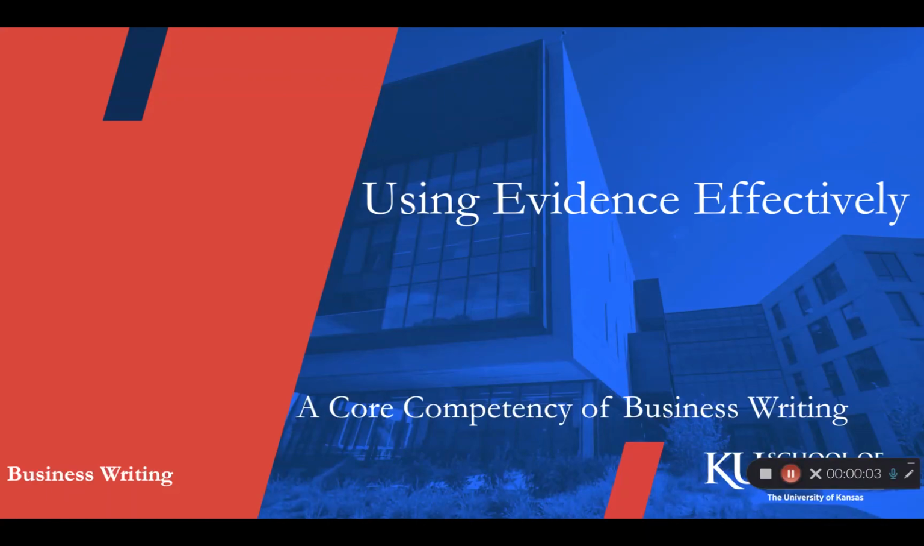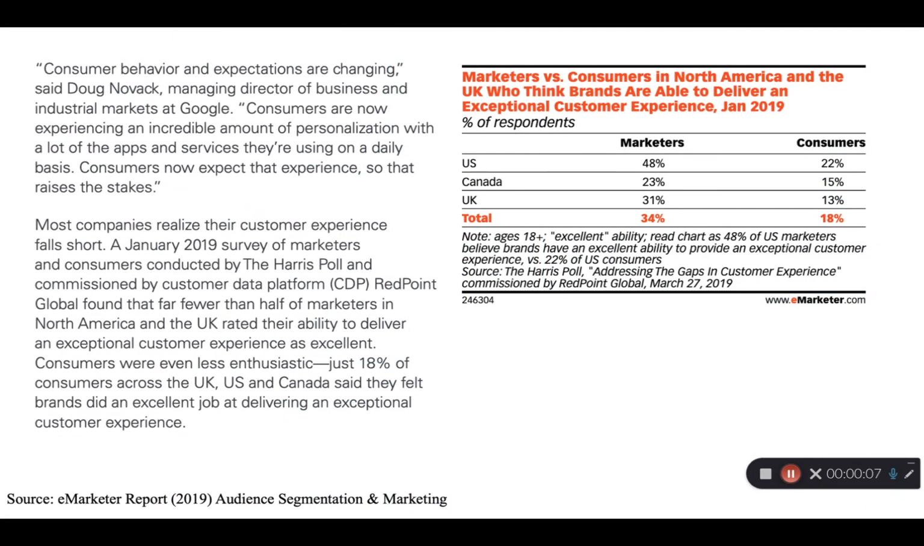Many business writing tasks require you to use evidence. This eMarketer report on audience segmentation and targeting uses expert testimony from a managing director at Google and a survey conducted by the Harris Poll. Evidence is shared in paragraphs and a table is used to display survey results.